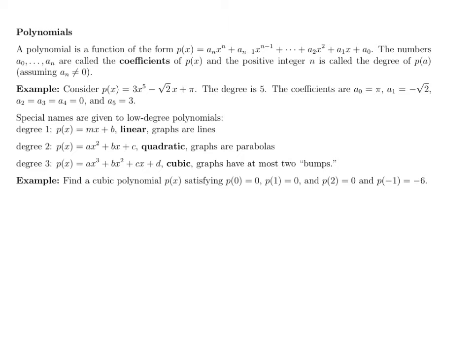We've talked about polynomials before, but let me refresh your memory. A polynomial is a function that looks like this. It's some linear combination of powers of x. These a's in front of the powers of x are all real numbers. For example, 5x cubed plus 6x squared plus x plus 1 is a polynomial.